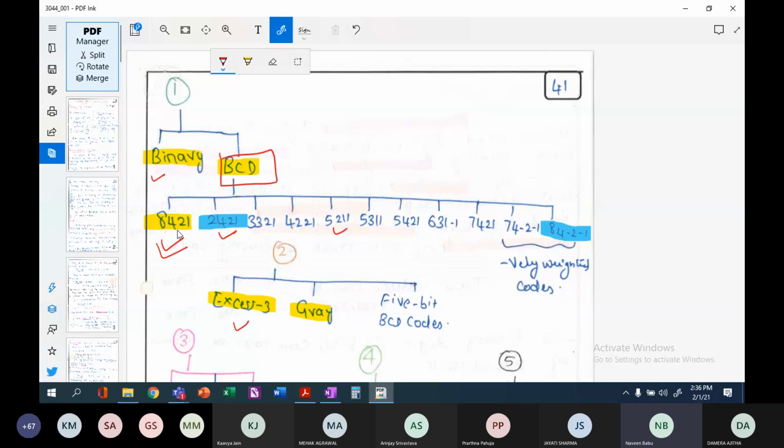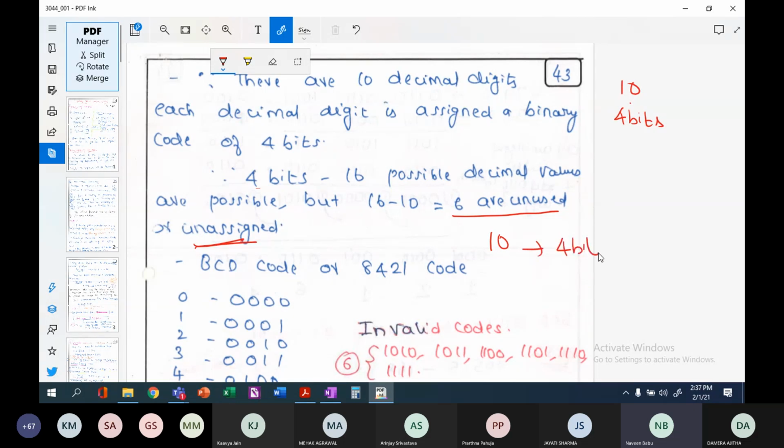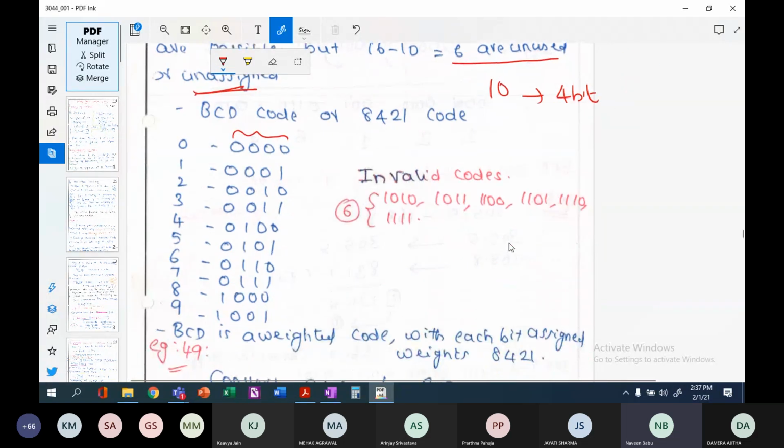So I'll tell you what this 8421 is. Now BCD code, or 8421, as I said here: if you want to represent 10 decimal digits, then you need 4-bit combinations of binary values. So we are having 4-bit binary combinations. All these decimal values, starting from 0 to 9, can be correspondingly coded to binary values.